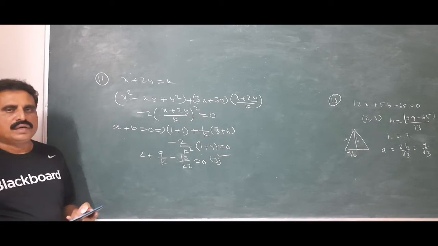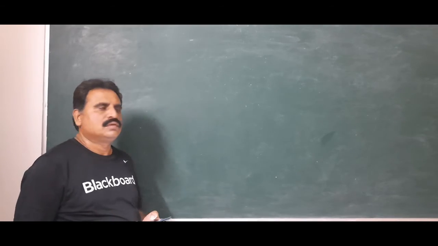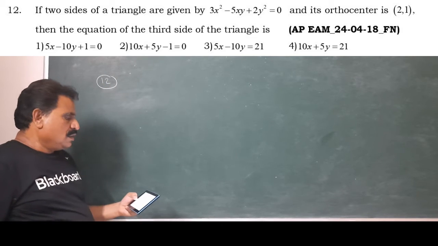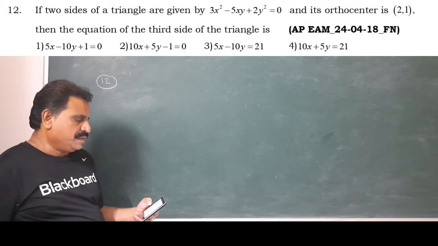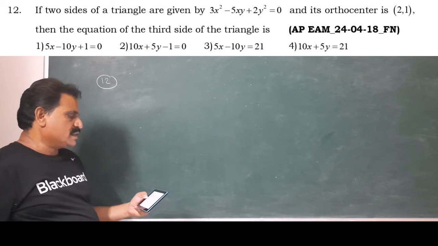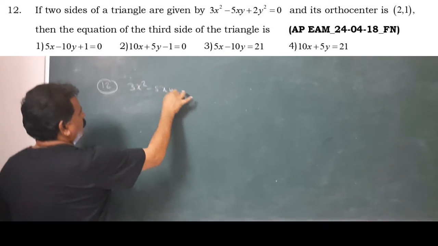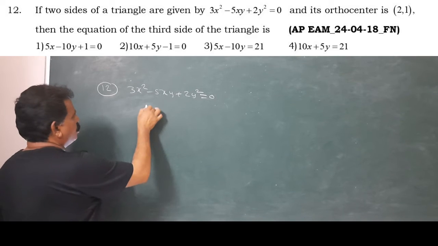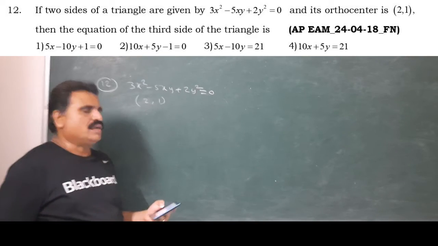Next, question number 12. If two sides of a triangle are given by 3x square minus 5xy plus 2y square equal to 0 and its orthocenter is (2, 1), then find the equation of the third side of the triangle.